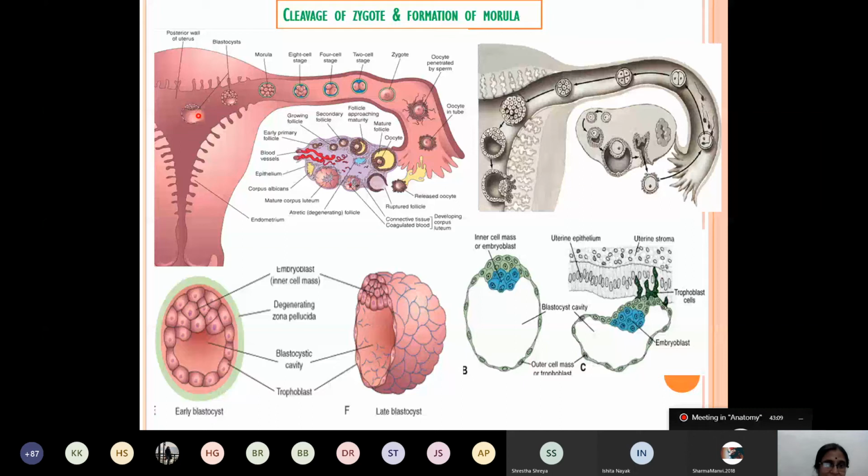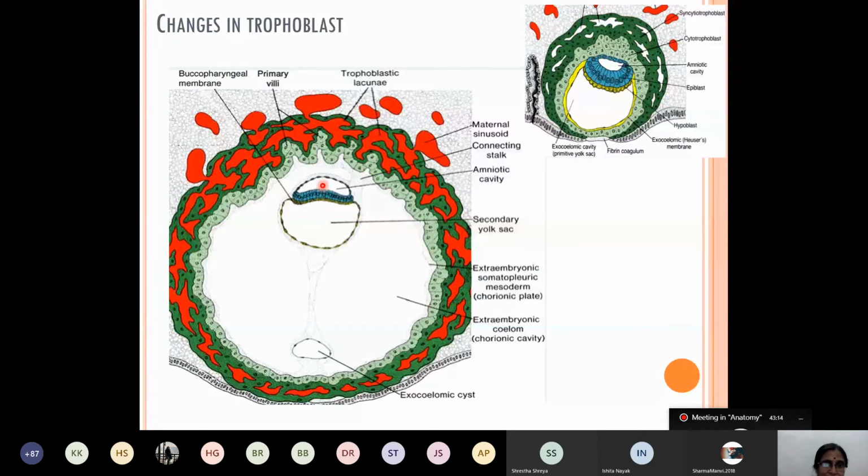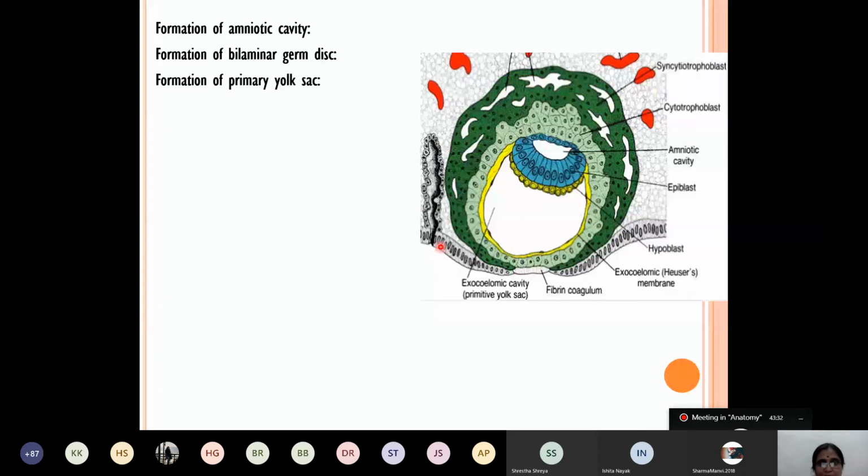Now here you can see there is formation of the amniotic cavity, yolk sac, chorionic cavity, and bilaminar germ disc, with ectoderm and endoderm. Simultaneously there is also differentiation of the trophoblast. This is cytotrophoblast, syncytiotrophoblast, with the formation of the uteroplacental circulation. Yes, this is the uteroplacental circulation. This is the amniotic cavity.